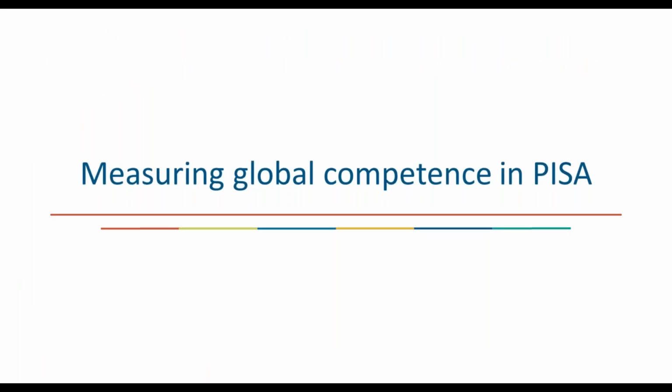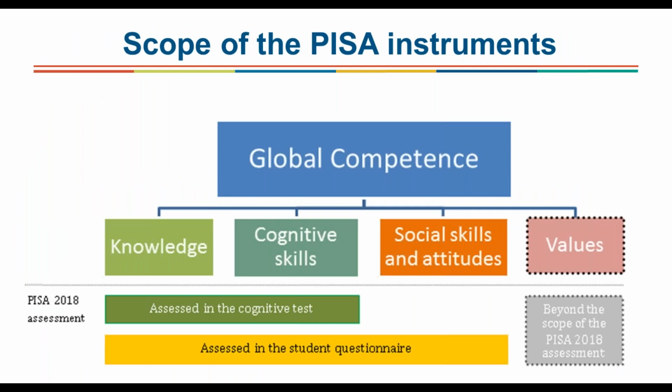So moving on to how we're actually going to measure global competence in the PISA assessment. There are two elements to the PISA assessment. There's the cognitive test and the student questionnaire. And as you can see from the figure, the cognitive test really measures, surprisingly, the most cognitive aspects of global competence, so knowledge and the cognitive skills. And the student questionnaire also gives us some information on these, but also gives us information on things that are not in the cognitive test, so more socio-emotional skills and attitudes.